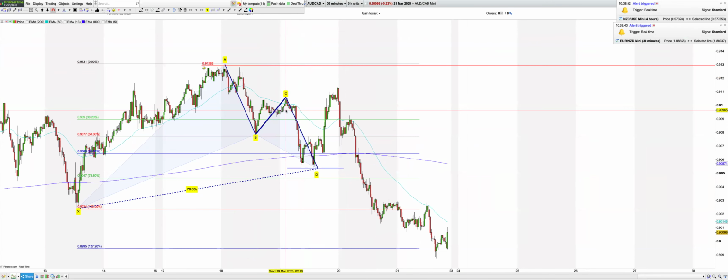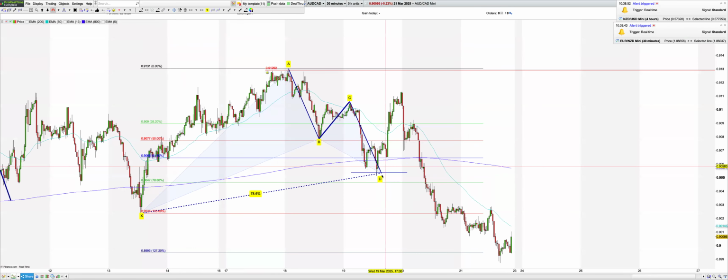So AUD CAD, we sent this out. We sent this Gartley out, pinpoint, really nice move. Gave us 80 pips, nearly TP2. 60 pips, not bad. So we took the D point, got a nice move, and then it came back. That is a Gartley pattern, folks.